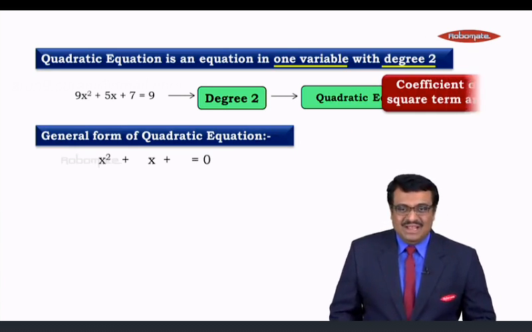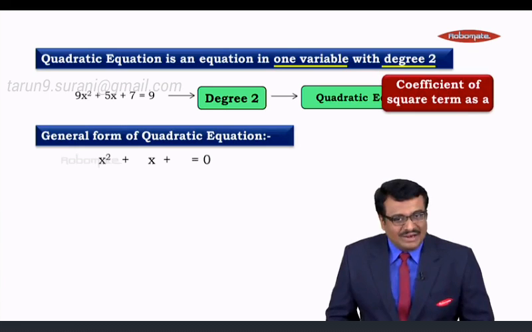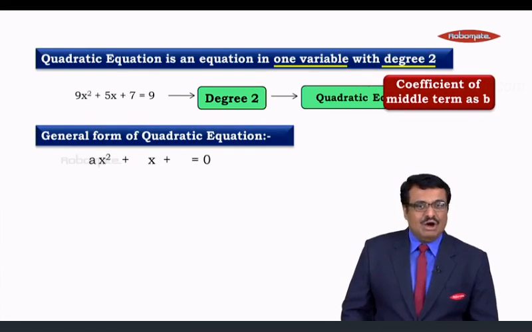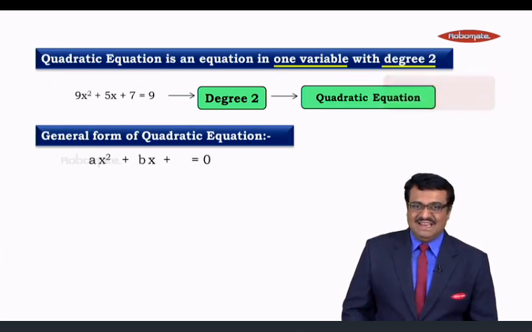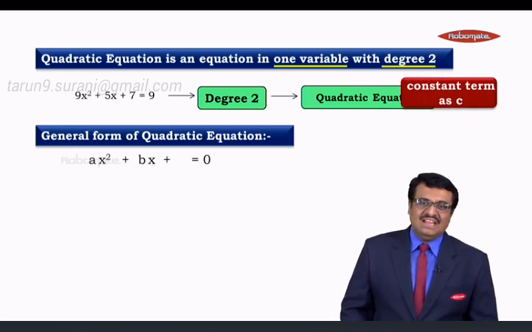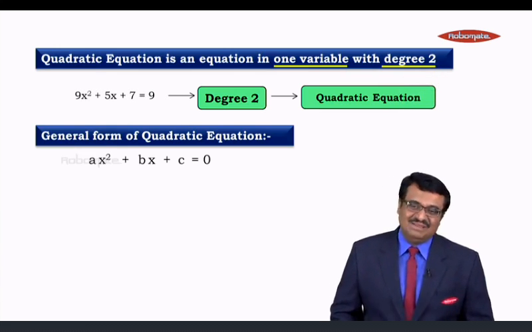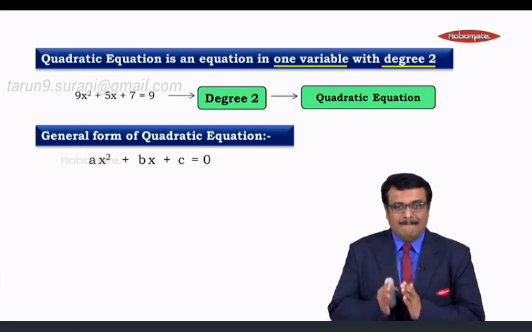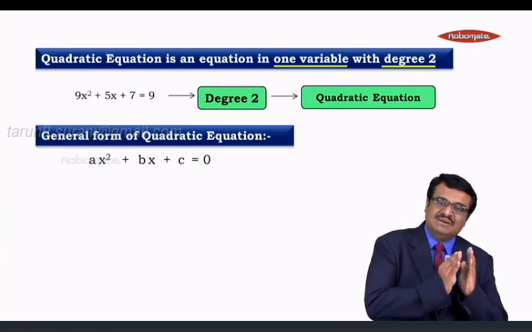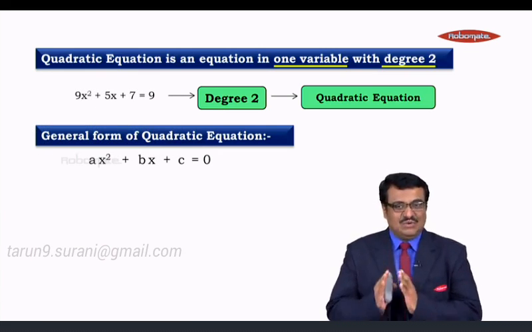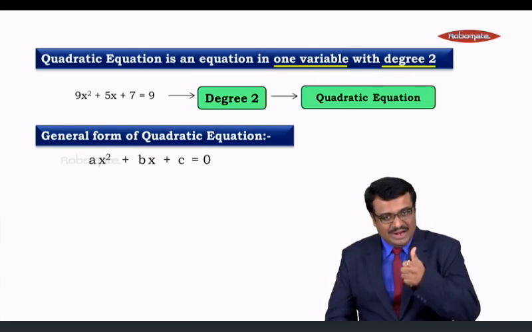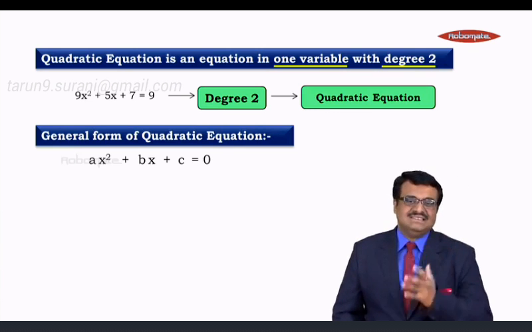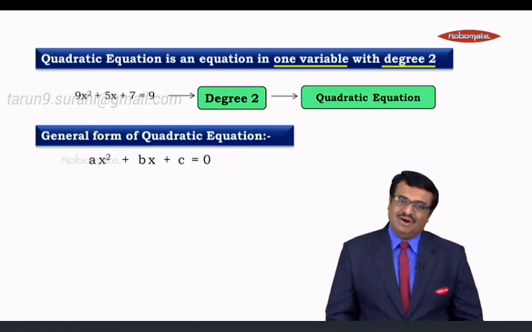Now let us put some numbers. The coefficient of the square term, let us take it as a, so it becomes ax square. The coefficient of the middle term, the x term, let us take it as b, so it becomes bx. And the constant term, we will take it as c. So what is the standard form or general form of a quadratic equation? ax square plus bx plus c is equal to 0. One square term, one x term and one constant term, and is equal to 0 on the right side. This is the standard form or general form of a quadratic equation.